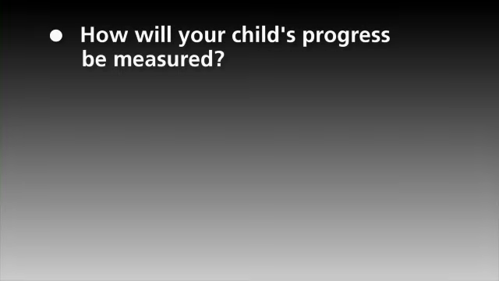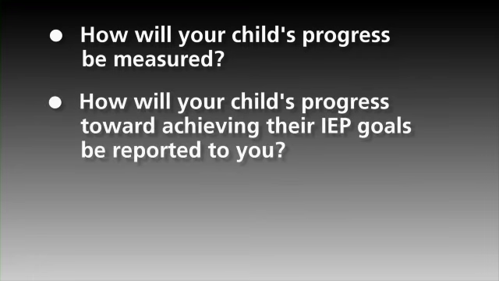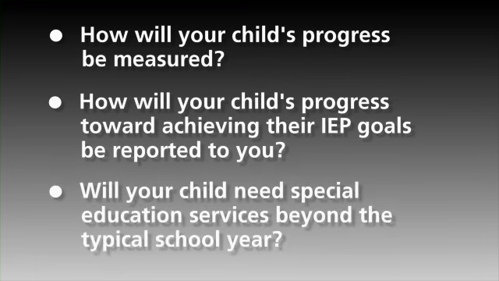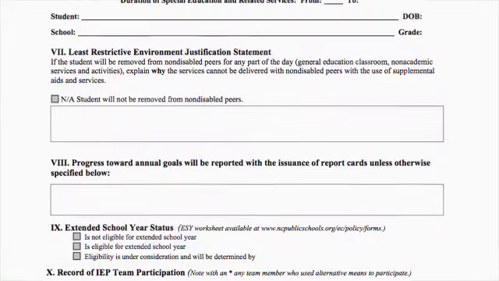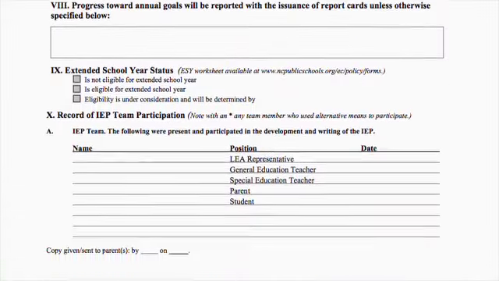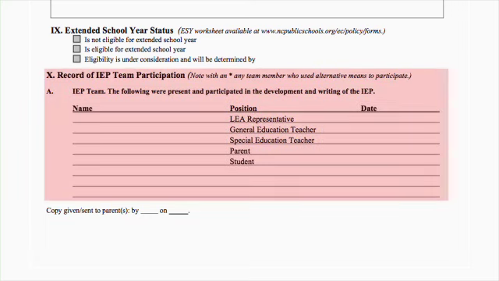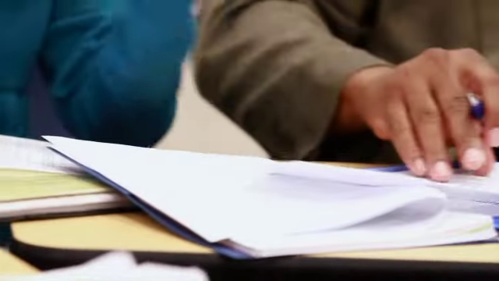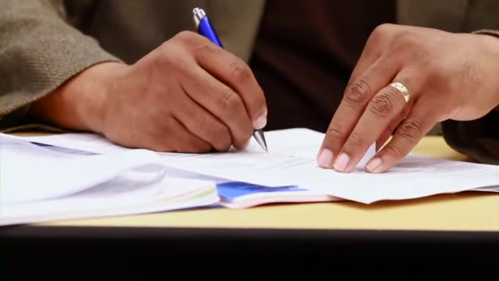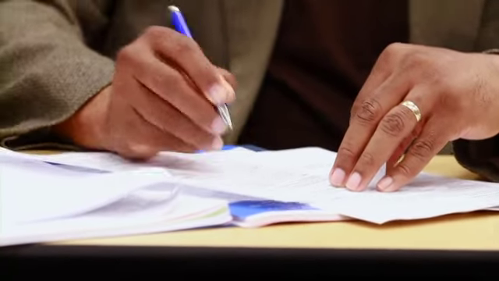Here are some other questions the team will answer. How will your child's progress be measured? How will your child's progress toward achieving their IEP goals be reported to you? Will your child need special education services beyond the typical school year? And finally, the last step is to document the names and roles of the IEP team members who were present and participated in developing the IEP. Once the plan is completed, it must be followed as written for 12 months. If changes are needed to the IEP, they can be made by the IEP team.